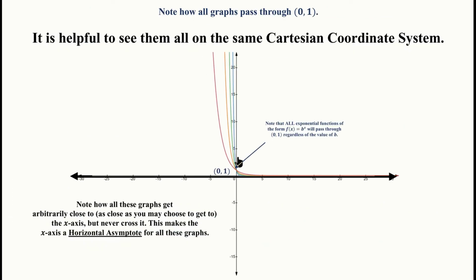Again, if we take a look at all of those on the same graph, you can see they all still go through (0, 1), and you can see how as we go to smaller and smaller bases, the decline, we should say, becomes faster and faster. These fall faster and faster.